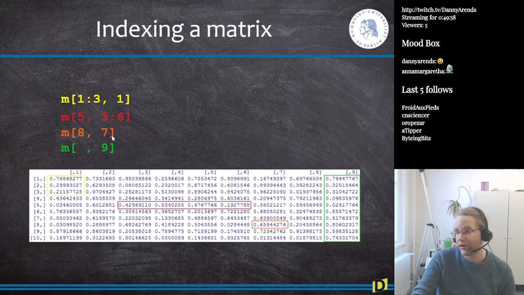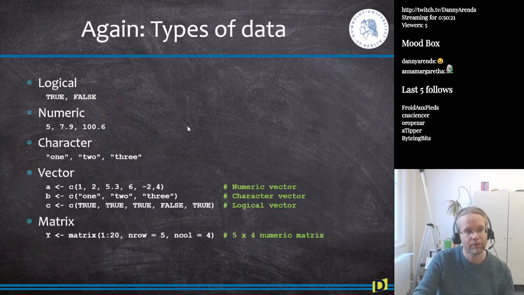I can also select just a single element, so I'm going to say from the matrix give me the eighth row, seventh column. And I can also select the whole column, right? So selecting the whole column just says M, then you don't fill in which rows you want. You just say comma 9, so give me the ninth column of the matrix, so then it will take the whole thing, no matter how long it is.